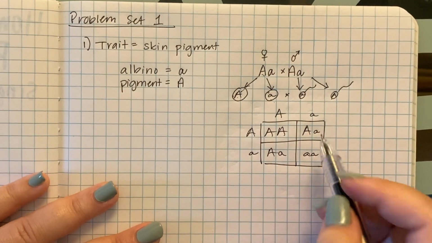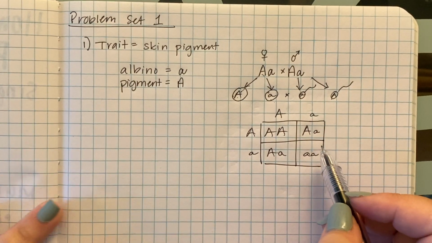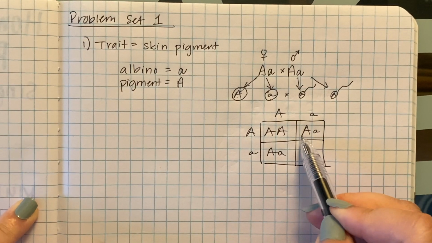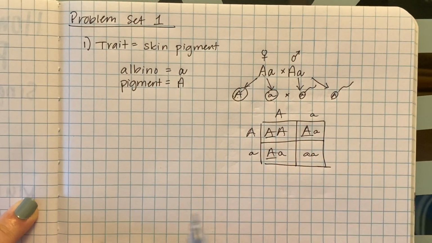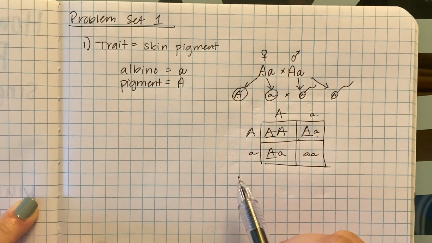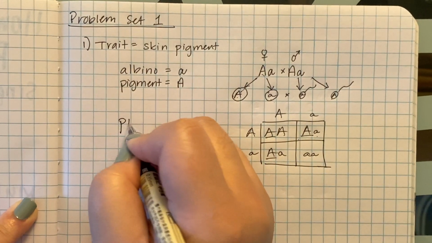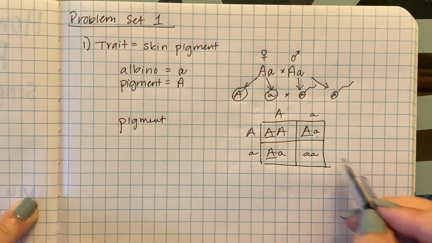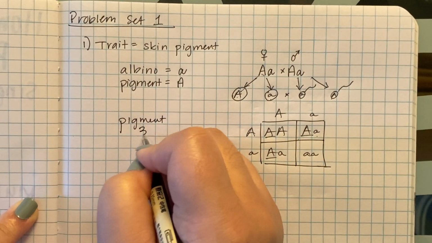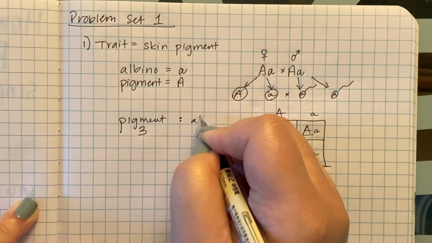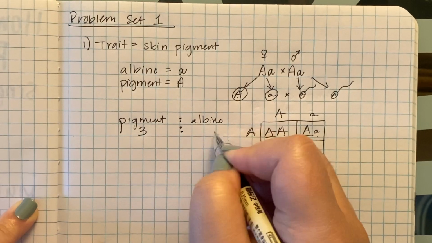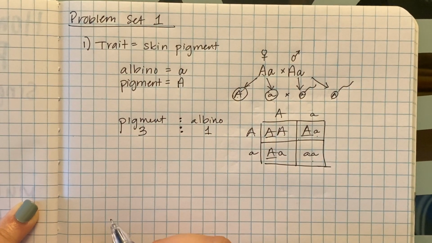Okay, so these are showing all the possible offspring. If pigmented skin is dominant, then anything that has a dominant allele, because it's expressed over the recessive, will have pigment. So individuals that will be pigmented, that is 3. And then individuals that are albino, it's 1. So we say it's a 3-to-1 ratio, okay?